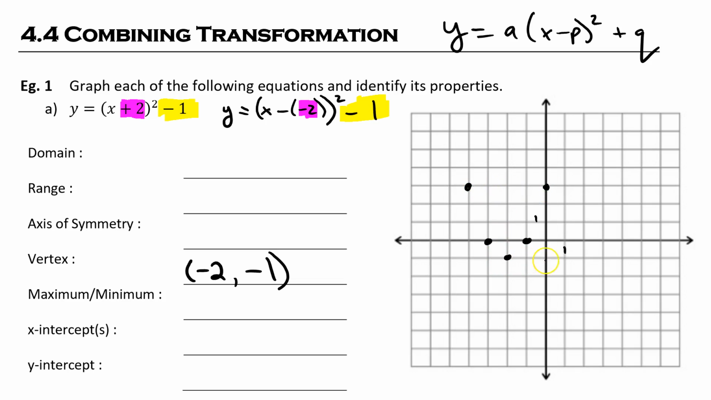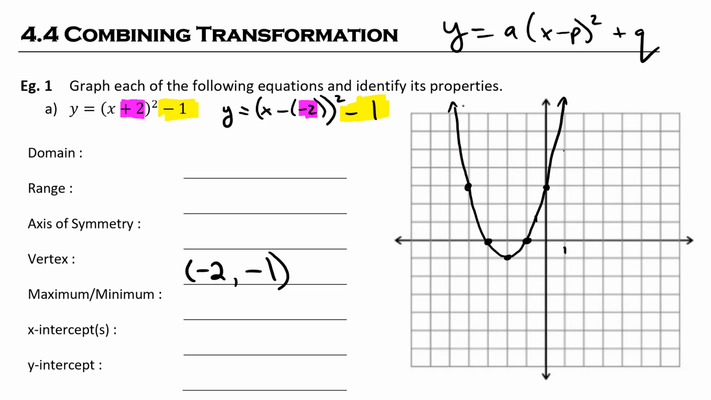And let's see if we can go up 9. 1, 2, 3, 4, 5, 6, 7. Oh, not quite, but that's okay. We are going to draw this graph. That's a little bit of a misnomer there because it looks more like that.